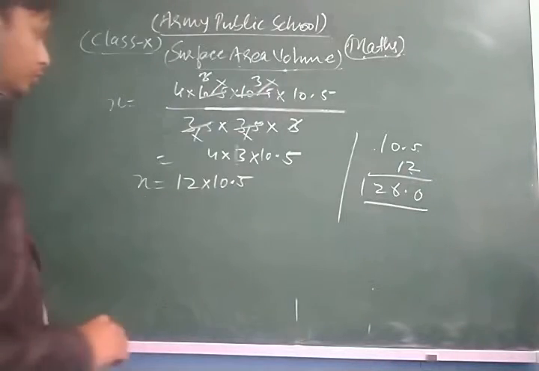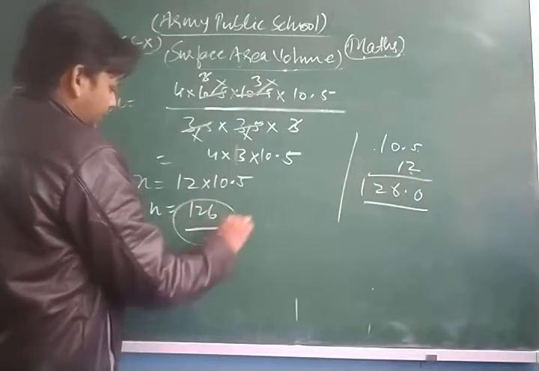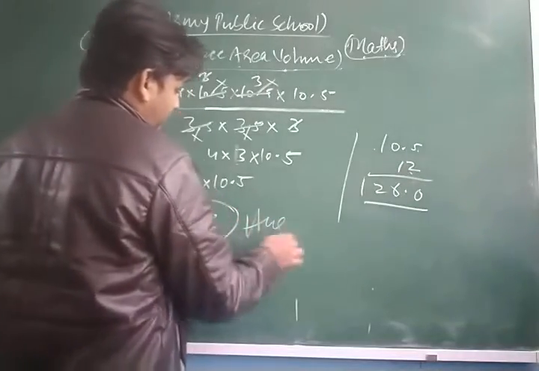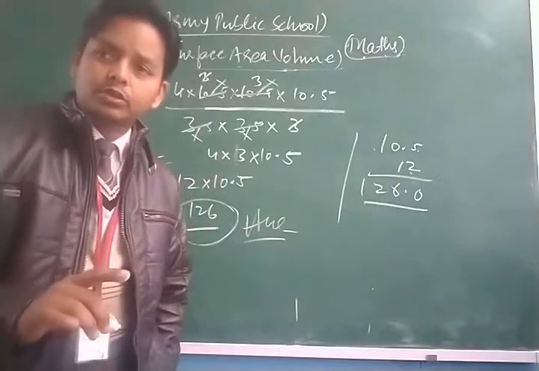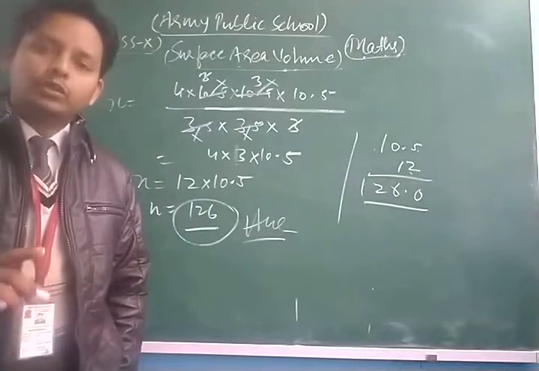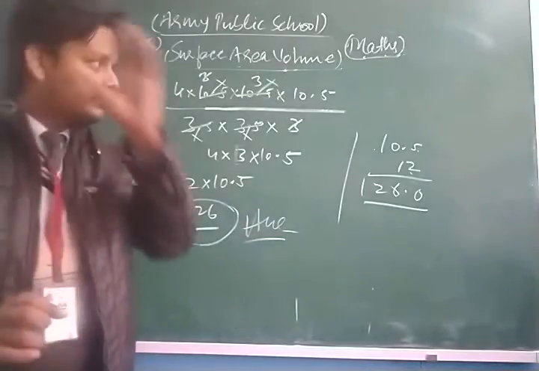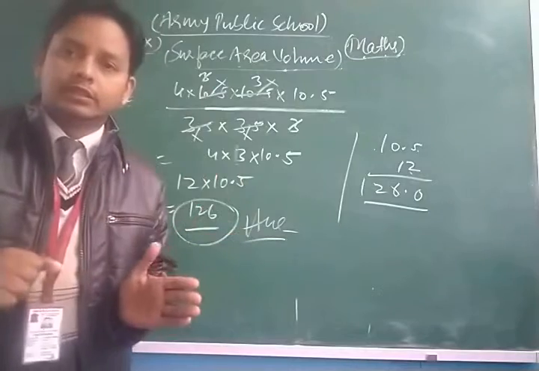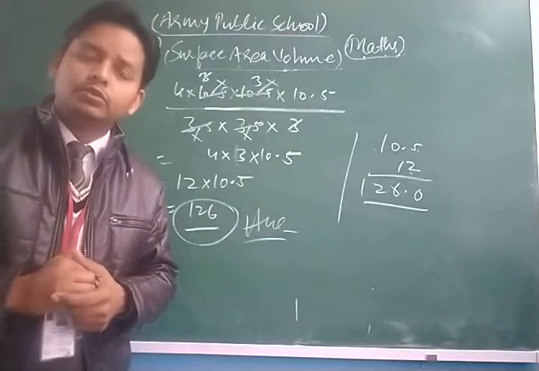So now the required value is n equal to 126 cones. So this is the required solution. Thus, dear student, in that question, the number of cones so formed is 126. This is a very important result. This is a very important question related to your topic.